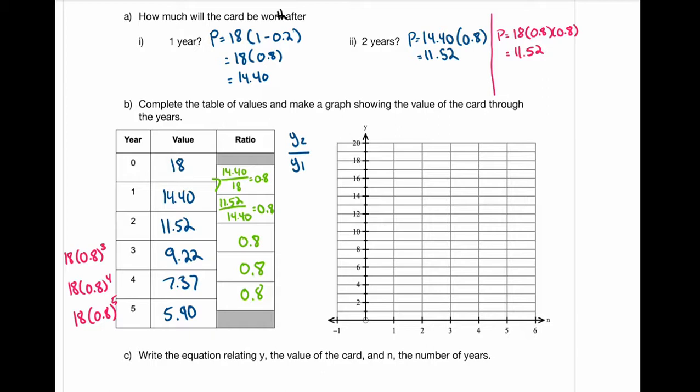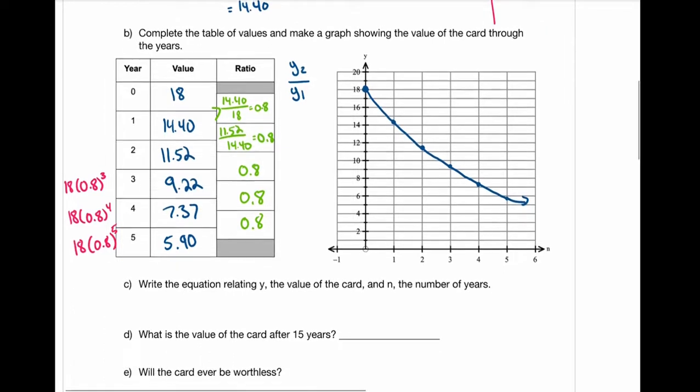So if I want to graph these values, it starts at 18 at 0 years. At 1 year, it's 1440. 2 years, it's 1152. 3 years, it's 9. 4 years, it's 737. 5 years, it's 590. If I graph it, we can see that it's not quite linear, and it's almost the opposite of our exponential growth. In this case, it's decaying, or it's decreasing. But it's not a straight line, it has a curve to it.